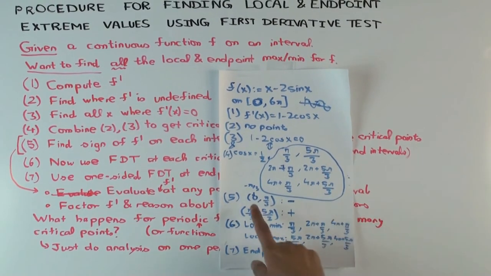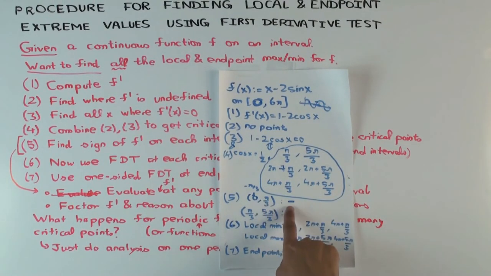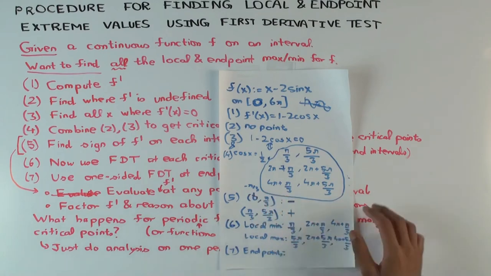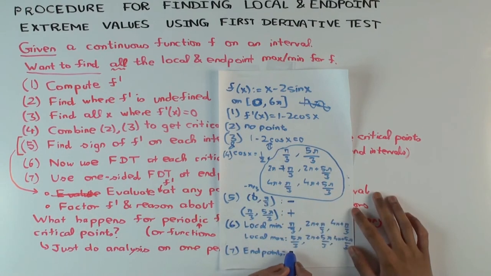So at zero, at this endpoint, it's sort of starting out in the negative piece, right? So at zero, you have a local max. Endpoint max. Good, yes. So you have an endpoint max at zero.